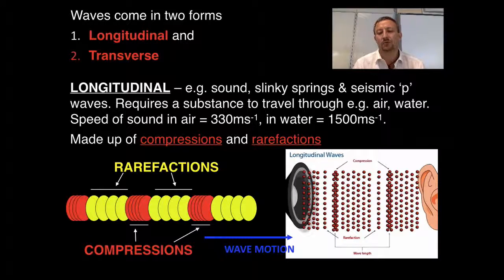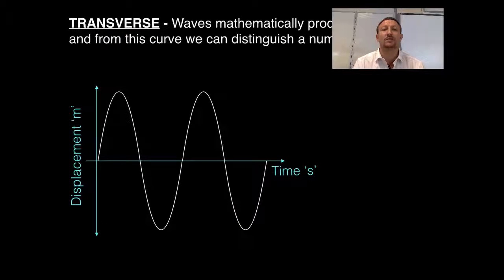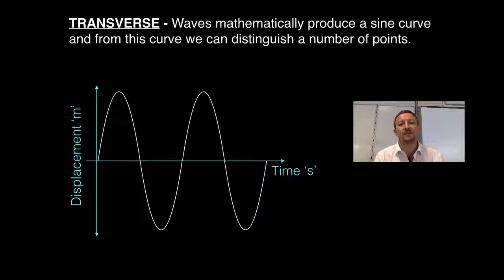So that's longitudinal waves. Now, the opposite of longitudinal is transverse. Transverse basically produces the mathematical sine wave. And we can see an example here of the mathematical sine wave which is generated. Now, this wave can be utilized if we're looking at ocean waves.